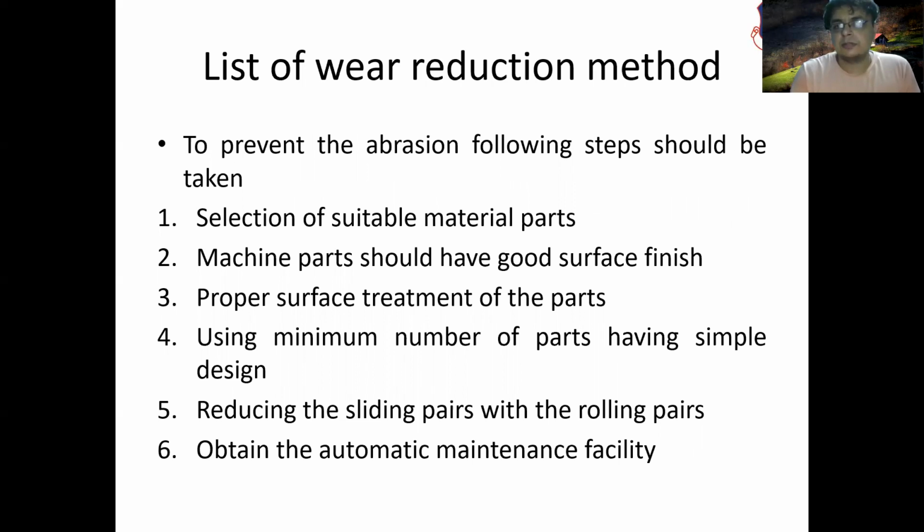First is selection of suitable materials. Machine parts should have a good smooth surface, proper surface treatment of the parts, using a minimum number of parts, having a simple design, replacing the sliding pairs with rolling pairs, and obtaining automatic maintenance facility. By taking all these methods into consideration, we can prevent the abrasion to some extent, not fully, but yes, to a great extent we can reduce the abrasion.